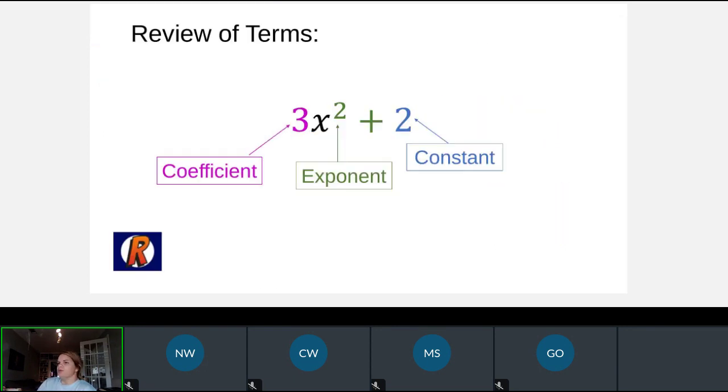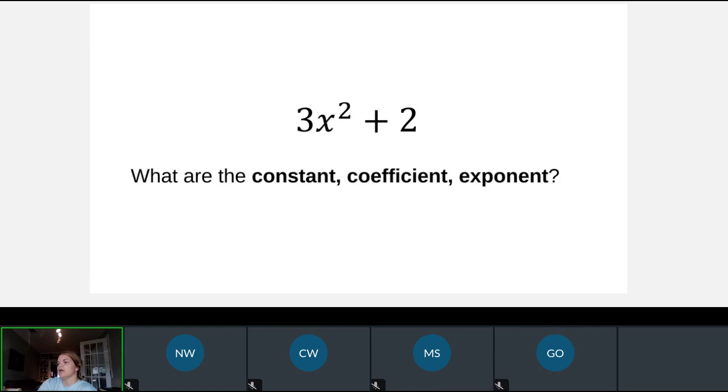So here's a little review of some terms. Actually, let's do this first. In the room chat, I want you to tell me what number is the constant, what number is the coefficient, and what number is the exponent. I'm going to give about a minute for you to type that out. Yes, 3, 2, and 2, but tell me constant is this, coefficient is this, exponent is this.